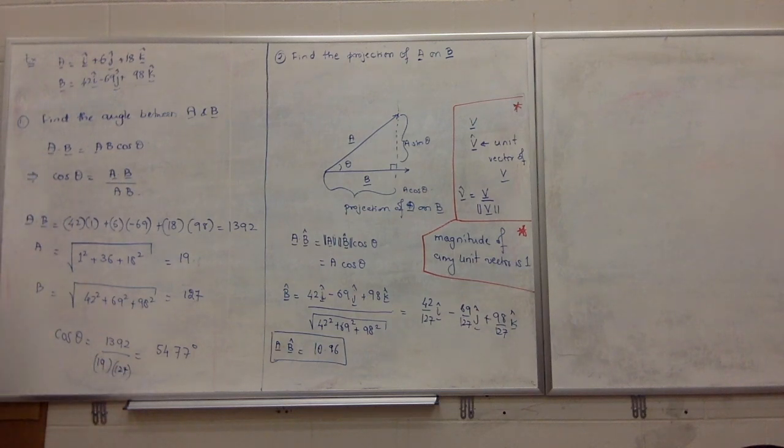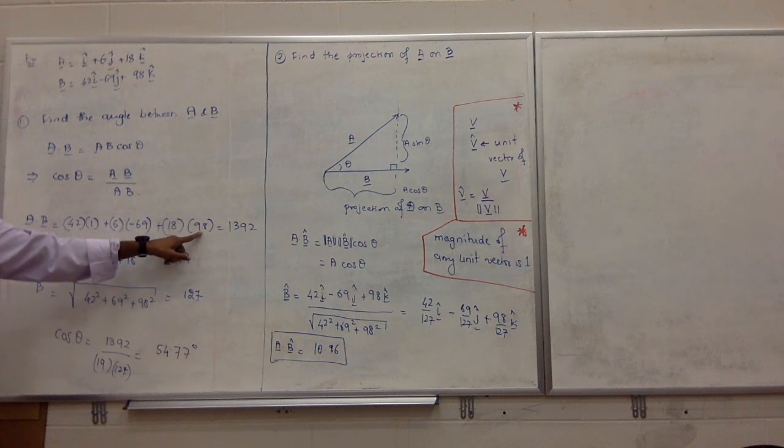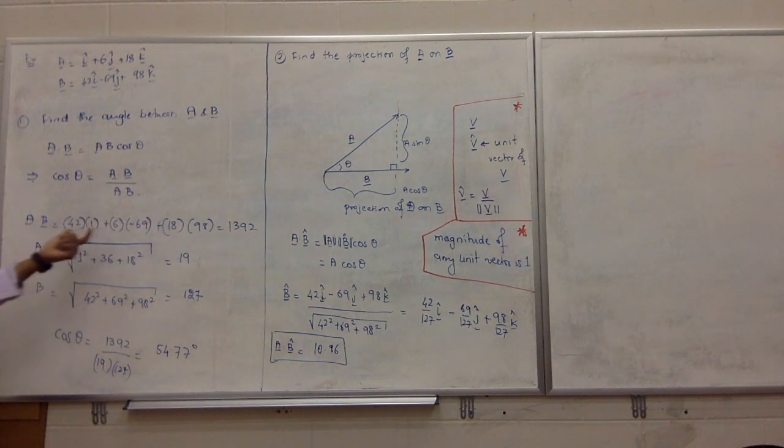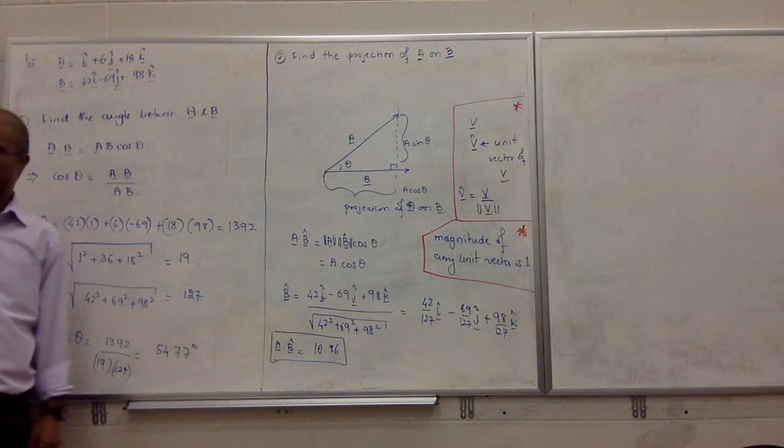So you're doing the same thing as A. Right. It will be what? Look at it like this. It will be 1 into 42 by 90. Right? Minus 6 into 69 by, not 90, but 127. Got it? 18 into 98 by 127. So you're taking all of this, instead of dividing each of them by 127, if you just divide this by 127, you're going to get this one.